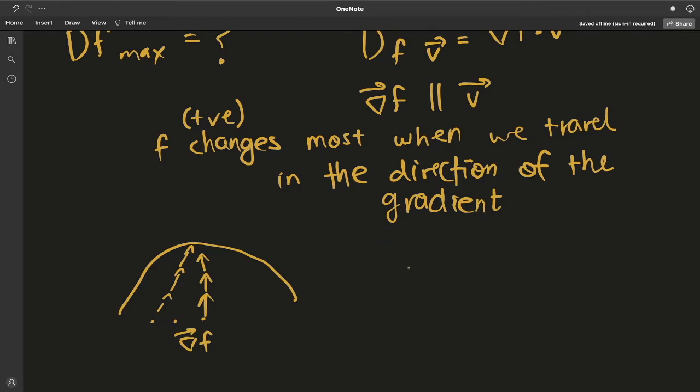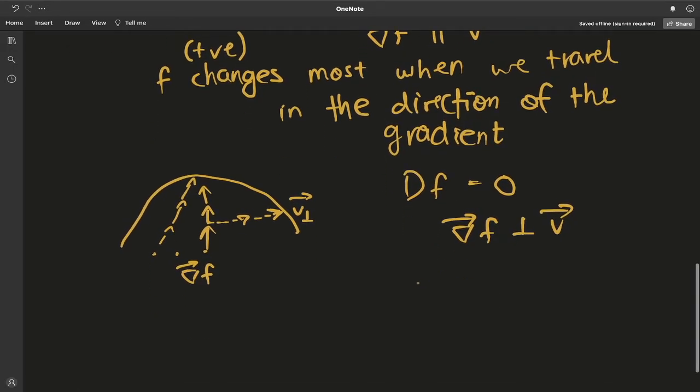One more important thing is, when is the change in f 0? That's when the path we take is perpendicular to the gradient. So using the hill example again, if you take a path like this, you're not changing f at all, because you're going perpendicular to the gradient at every point. So if f represents the height of the hill, there's no change in height.